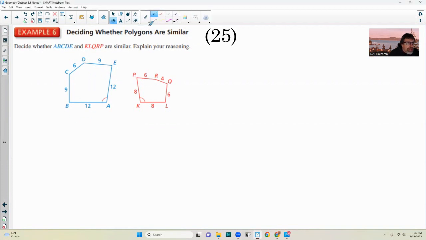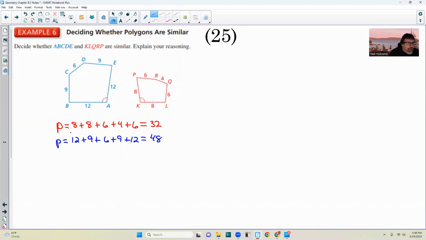So let's do the perimeter in red of the red pentagon. P equals, we'll start with KL and go counterclockwise: 8 plus 8 plus 6 plus 4 plus 6 equals 8 and 8 is 16, and 6 is 22, and 4 is 26, and 6 is 32. And then I'm going to switch to blue, and this perimeter is going to equal 12 plus 9 plus 6 plus 9 plus 12 equals 12 and 9 is 21, 27, 36, 48.